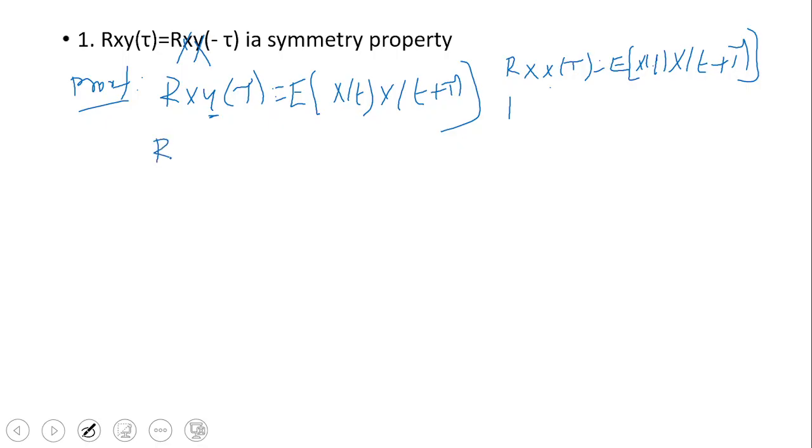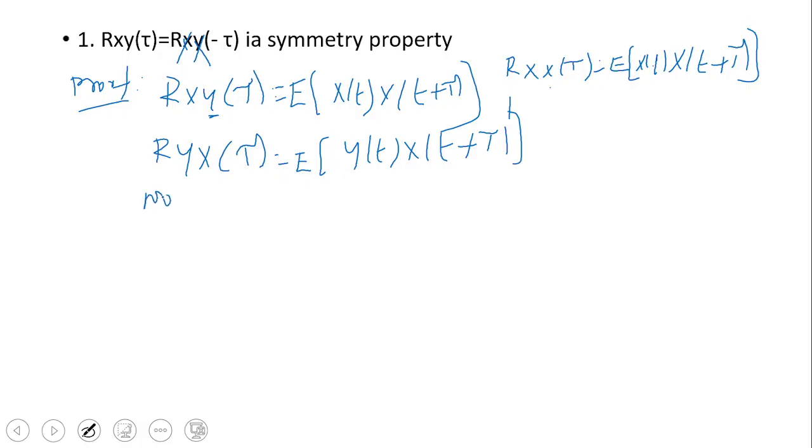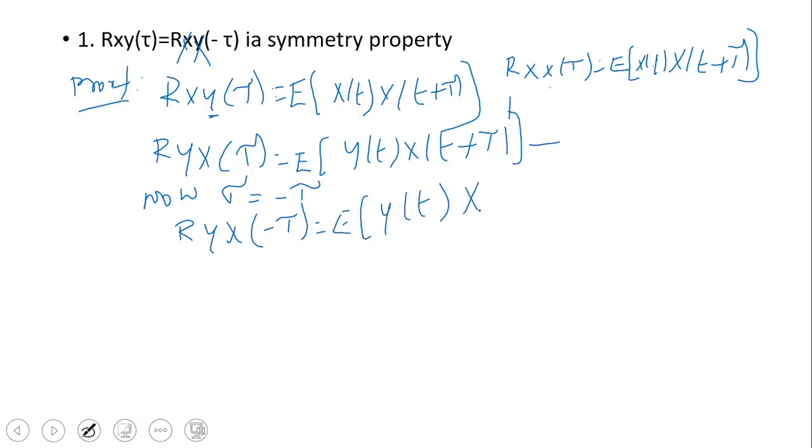Now, if I want to write ryx of tau, first we are having y, then we are having x. Replace like that: E of y of t, x of t plus tau. Now replace tau with minus tau. So what we'll get? Ryx of minus tau is equal to, wherever we are having tau, replace with minus tau in the above equation. So E of y of t, x of t minus tau.